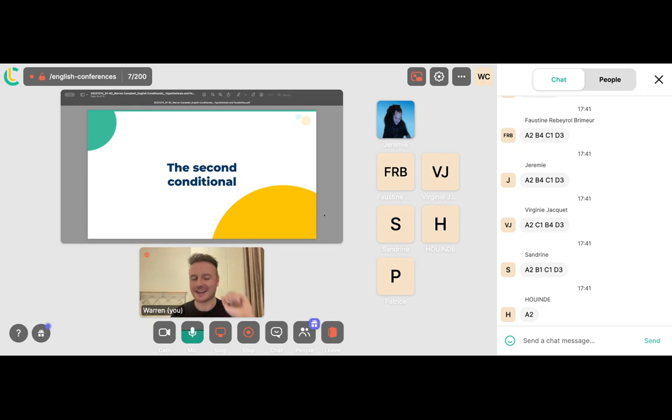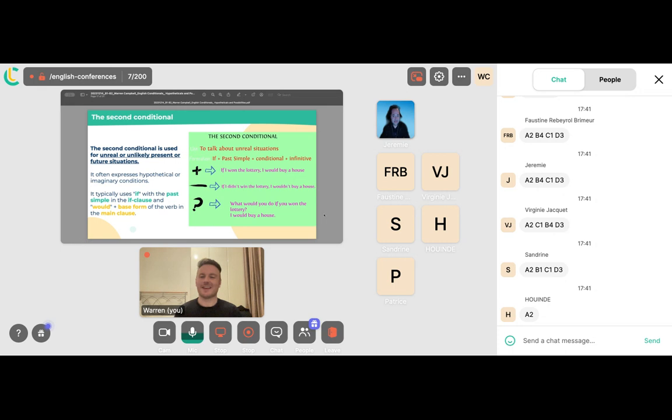Now we're on the second conditional. So, this here is a little bit different to the first, okay? We typically use this to talk about unreal, unlikely, and even impossible situations, okay? We use them to talk about situations in the present or future. Now, this is where it can get a little bit confusing. Bear with me. You'll see from the structure over here, we use if plus the past simple, the conditional, and the infinitive.